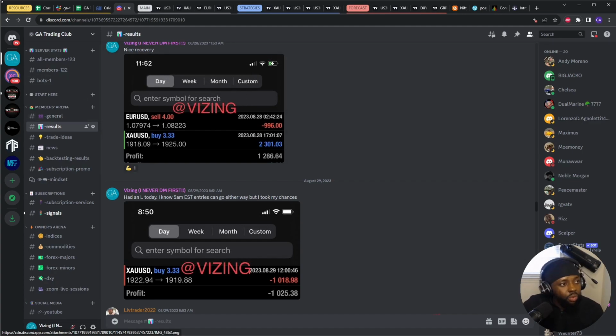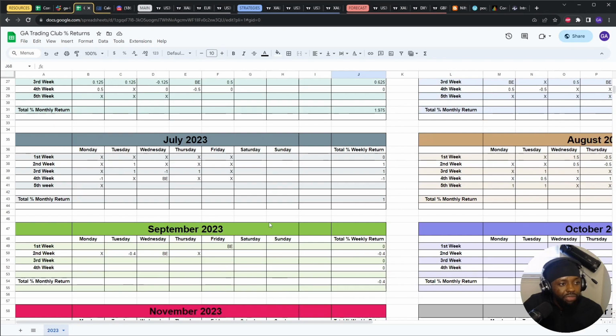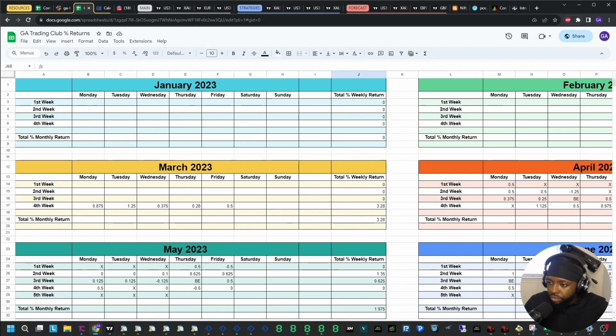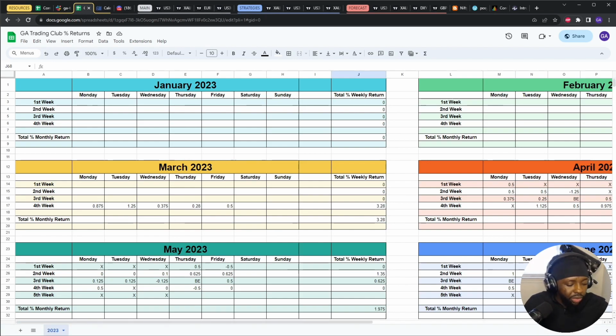The other link will take you to this spreadsheet that we have right here. In this spreadsheet is where we track the returns for the trades we take, or I take, during the live session, or for the official trades that I send in the Discord. This will be a weekly thing where I'll be recapping what's going on, what I've been doing, or what we've been doing in the week, the trades we've been taking.